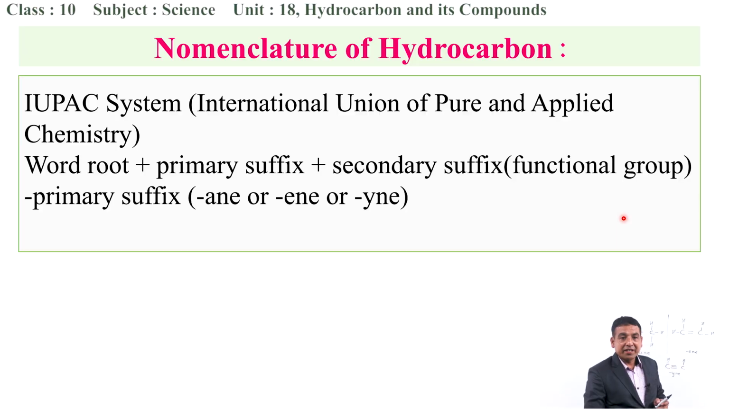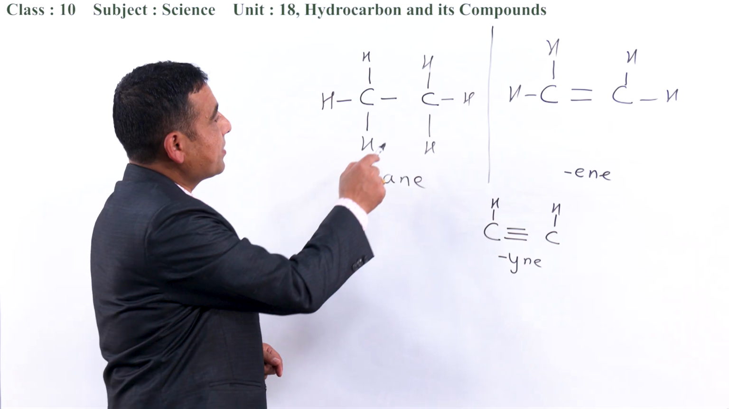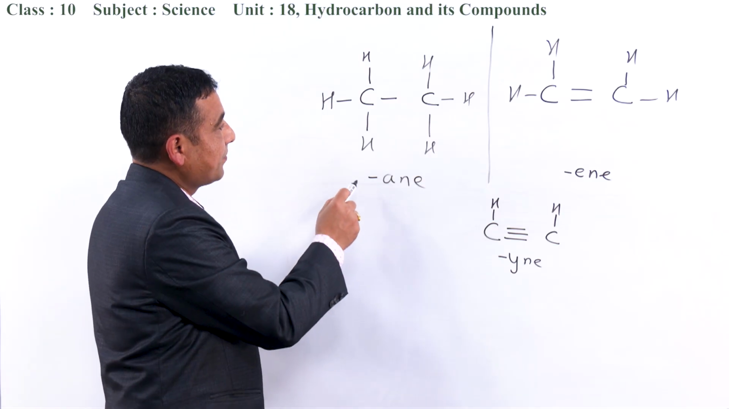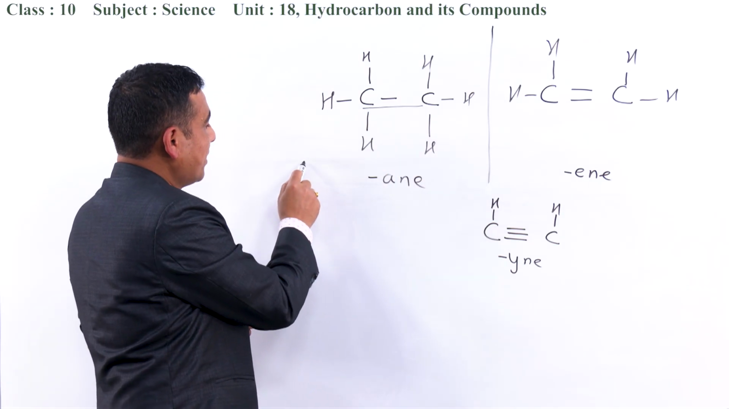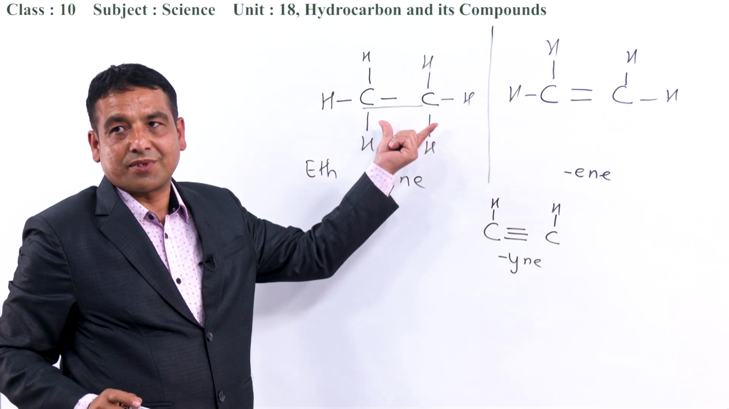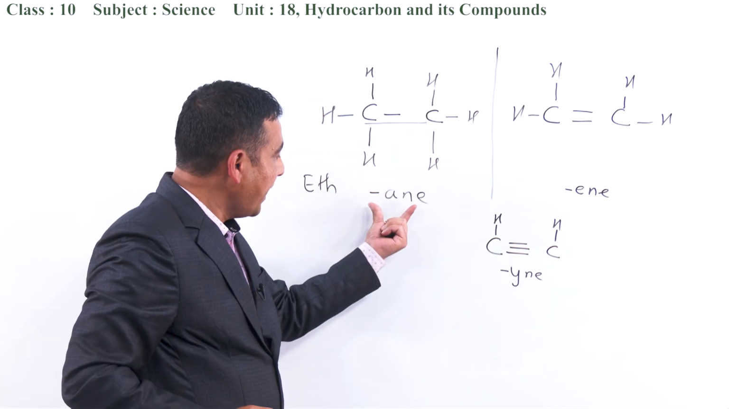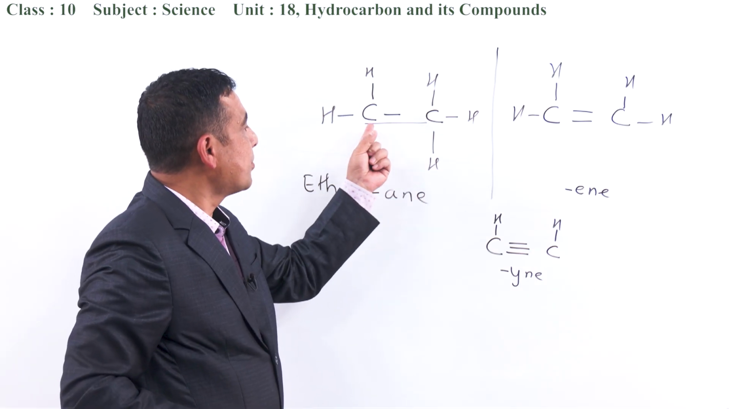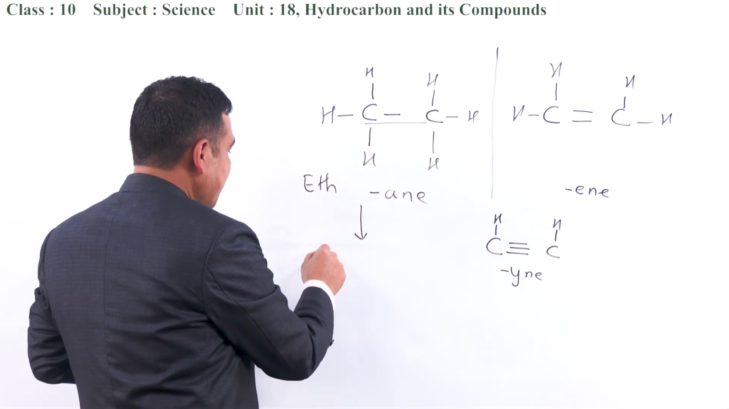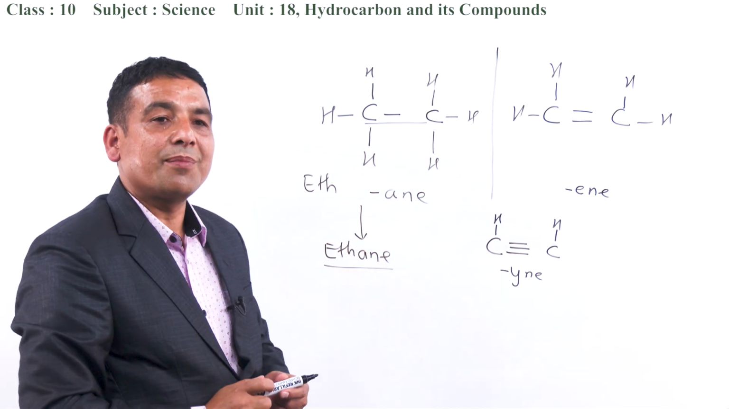So for example, eth. That means to represent the two carbon atoms, we can use the word root eth. So for this also we can use eth. Eth is a word root because there are two carbon atoms. As well as to write the primary suffix, there is only ane because there is the single bond between carbon and carbon atom. So by connecting these two, we can write ethane. So this would be the IUPAC name of this compound.